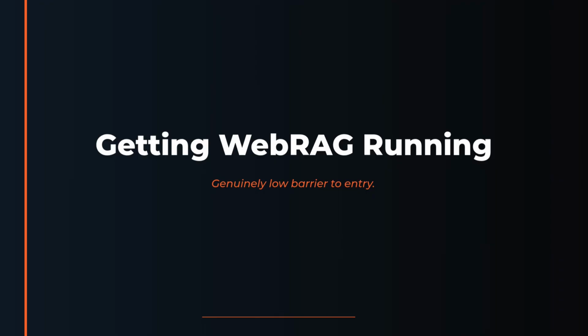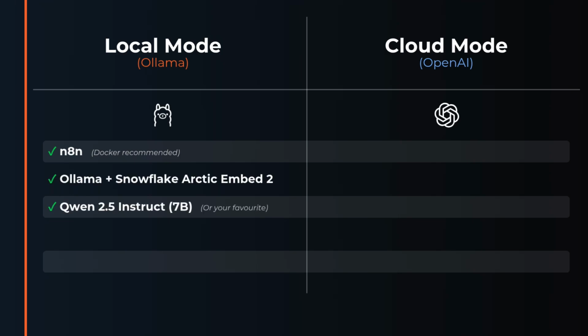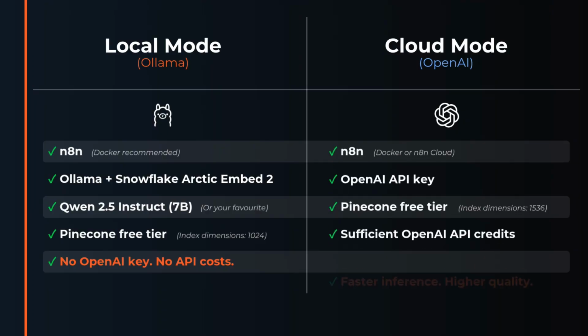Quick overview of what you need to get WebRAG running. For local mode, n8n, which can run in Docker, Ollama with the Snowflake Arctic Embed 2 and Qwen 2.5 instruct 7 billion models pulled, or your favorite Ollama models, and a free Pinecone account. No OpenAI key, no cloud costs. For cloud mode, you swap Ollama for an OpenAI API key.